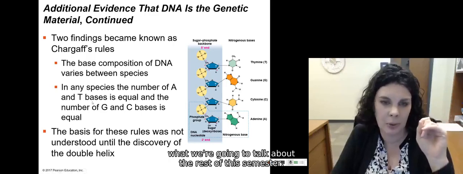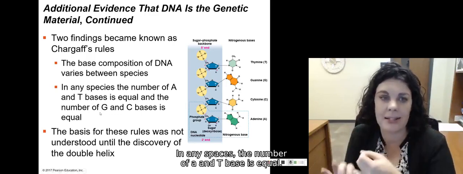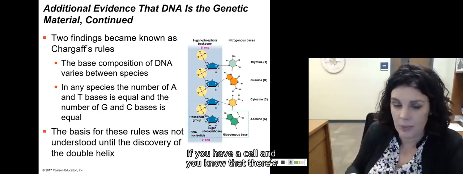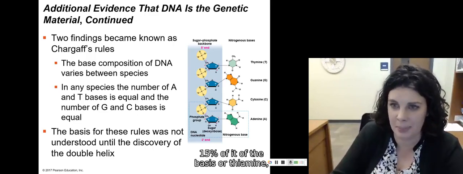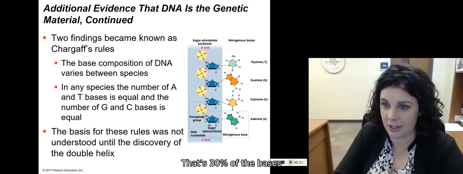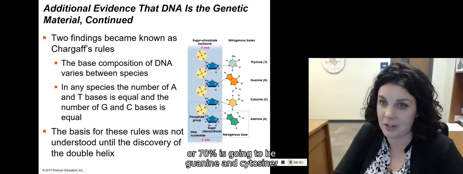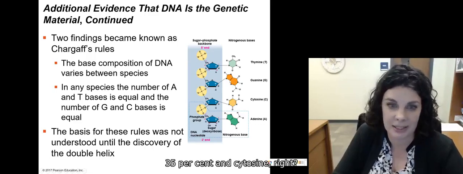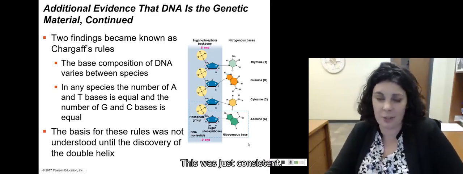And the second rule, which is kind of important to what we're going to talk about the rest of this semester: in any species, the number of A and T bases is equal, and the number of G and C bases is equal. So if you have a cell and you know that 15% of the bases are thymine, then 15% of the bases are going to be adenine. So that's 30% thymine and adenine. That means the other 70% is going to be guanine and cytosine, so it's going to be 35% guanine and 35% cytosine. Okay, right? And then that adds up to 100%.